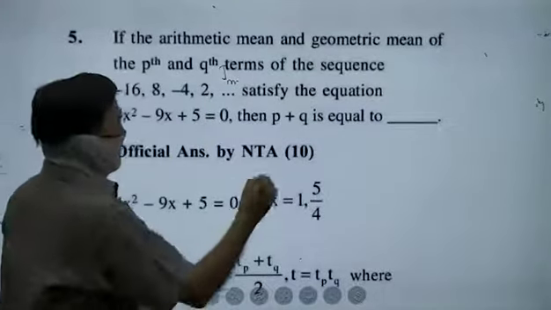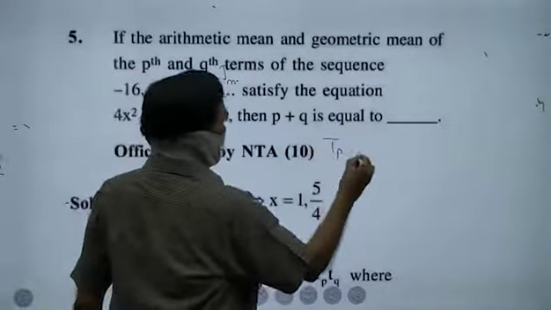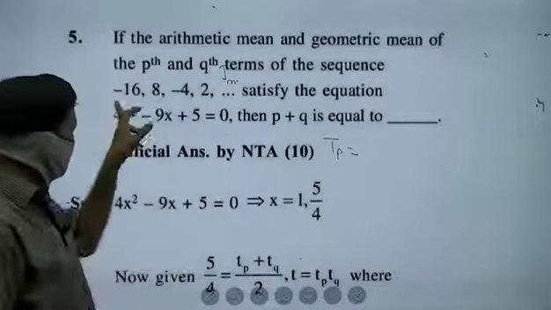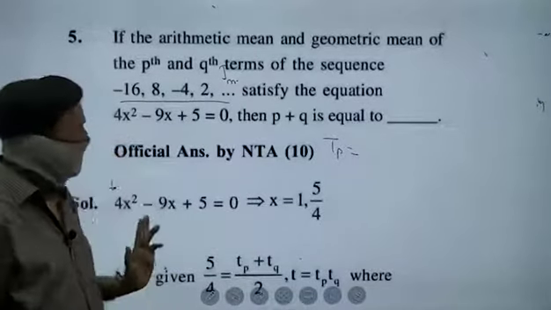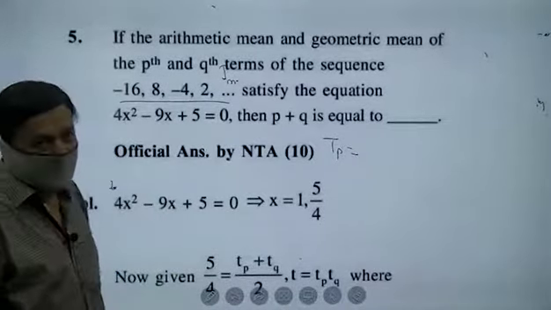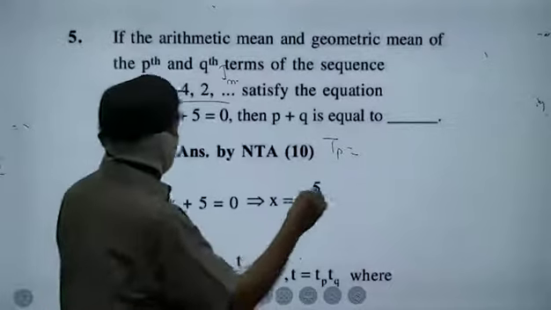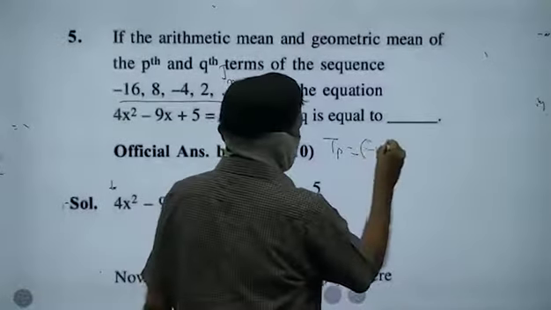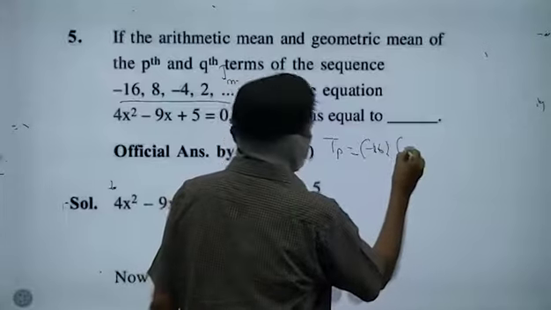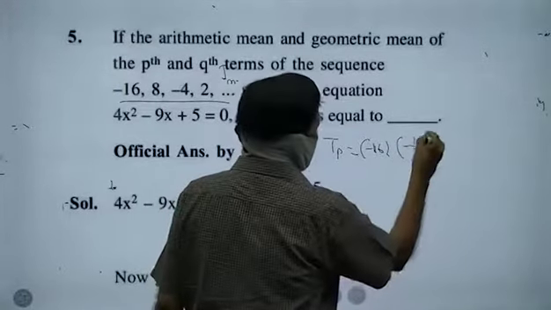What is the pth term you are going to get? Tp. So this is a geometric progression: a r to the power of p minus 1. So a is what? Minus 16. R is how much? Minus 1 by 2.